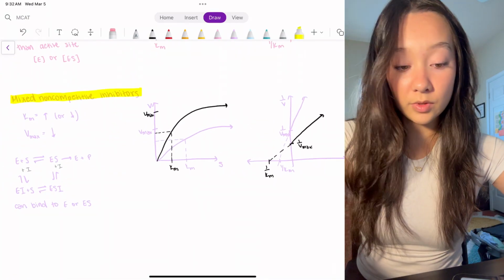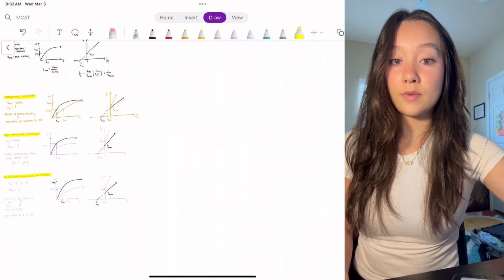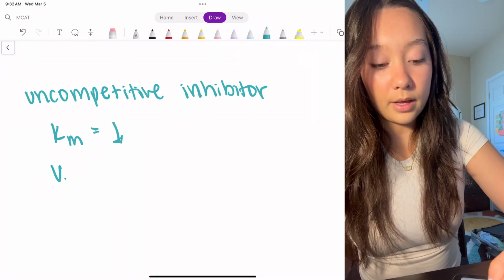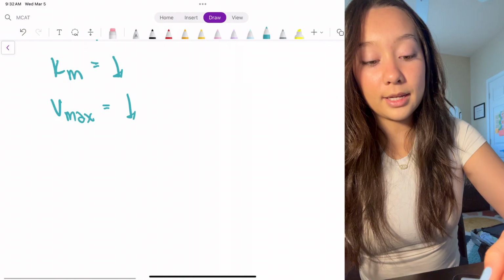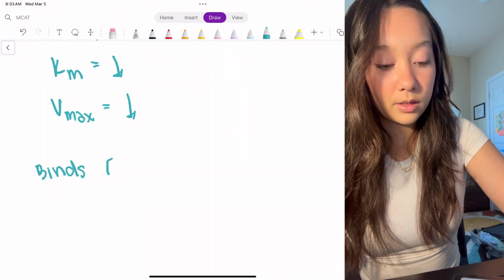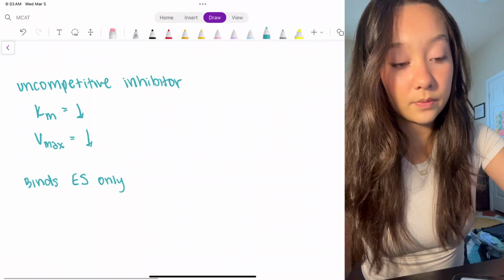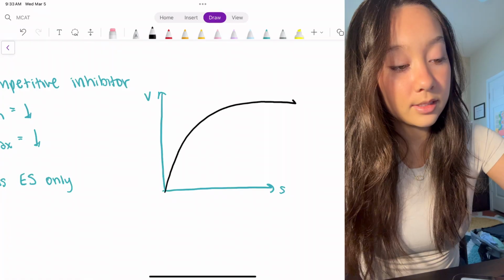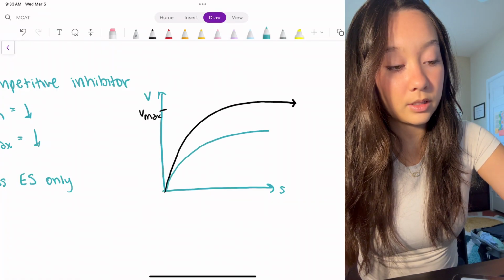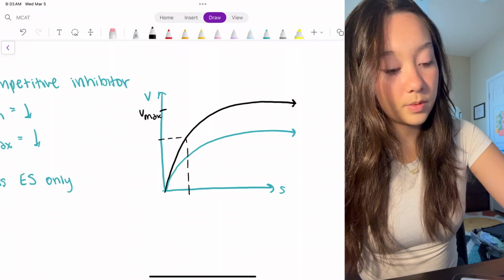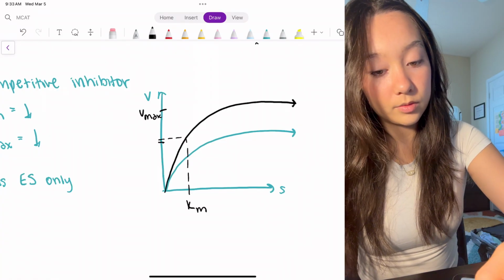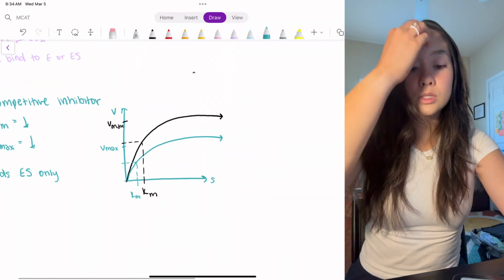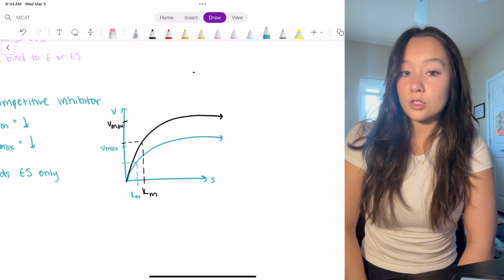Now our last type of inhibitor that we're going to talk about is uncompetitive inhibitors. For this one, Km is going to decrease and Vmax is also going to decrease. And this is because it binds ES only. All right, now let's visualize this. So our uninhibited enzyme is going to look something like this, and our inhibited enzyme is going to look something like this. Now if we want to draw Km, it's going to be about here. Now Vmax is also about right here. So as you can see, Vmax has decreased and Km has also decreased.